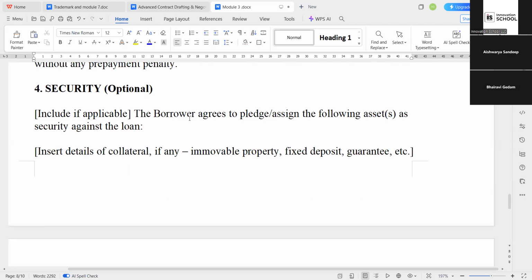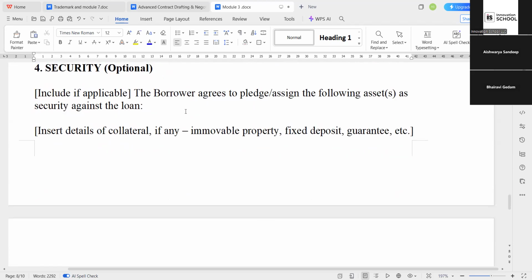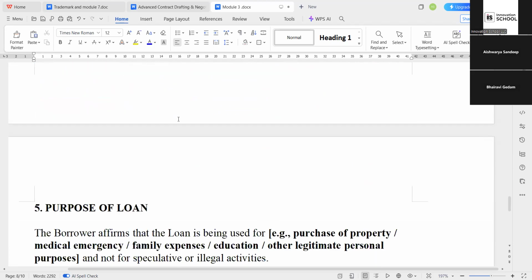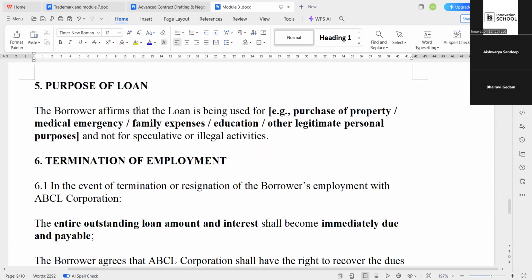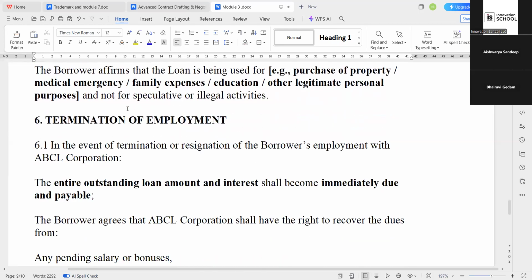You can pledge or assign any security; that depends on the terms of the loan. You will mention the purpose of the loan. Is it for purchase of property, medical emergency, family expenses, education, or whatever is a legitimate personal purpose? A loan is not disbursed for any illegal or wrong purpose.